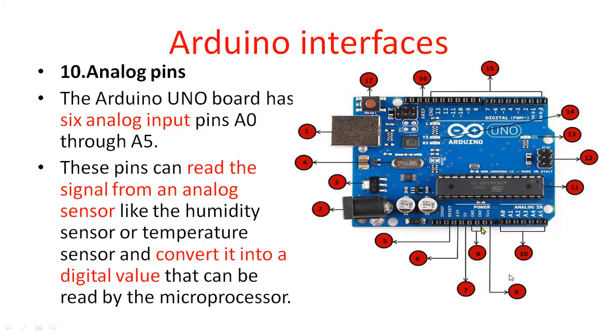What about these pins here? These pins can read signals from analog sensors, like a humidity sensor or temperature sensor, and convert them into digital values. The main intention of a sensor is to take a physical parameter, like temperature or humidity, and convert it into a digital electrical form of data. That is called a sensor.